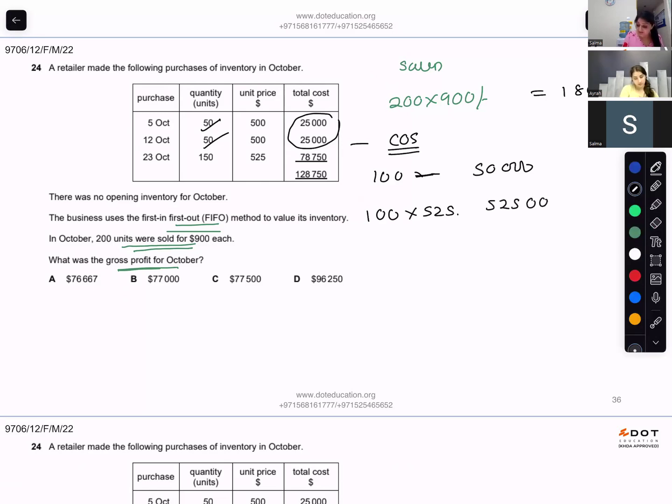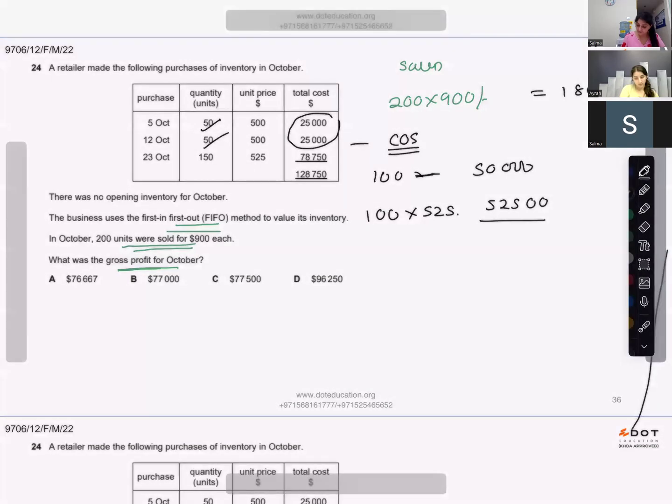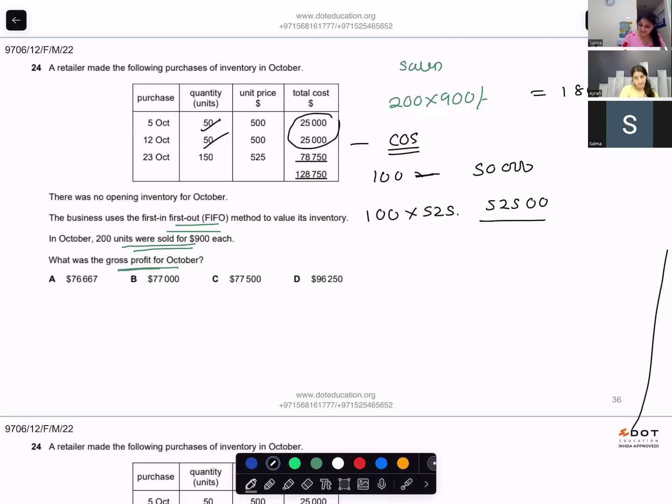So the total is 50 to 500 plus 50,000. So the total is how much? 102,500. Yeah. You don't know how to speak numbers. 102,500. I said that only.